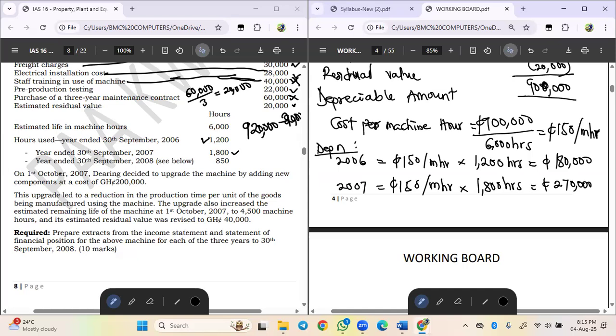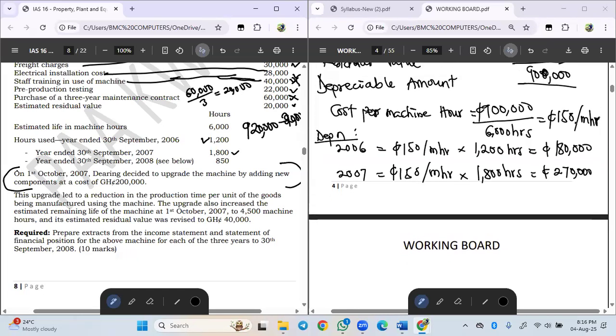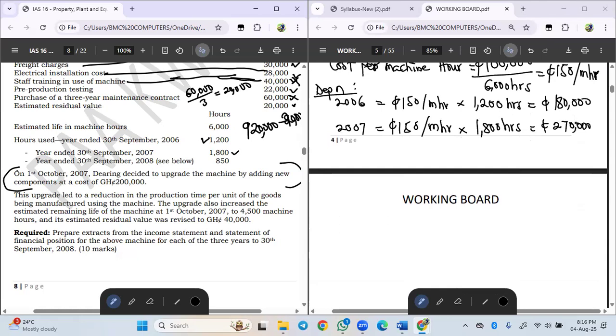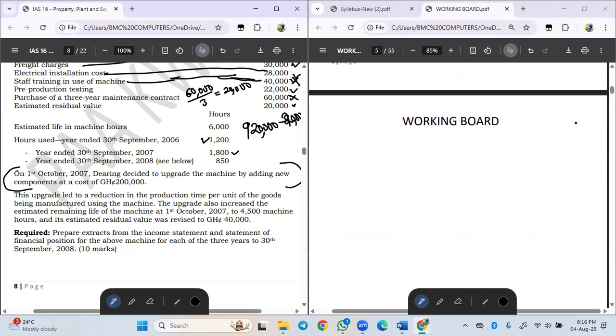Every year. On 1st October 2007, Darren decided to upgrade the machine by adding new components at a cost of 200,000. Please, who can explain this statement and how the treatment will be, based on the one we did, the previous one we did? Look at the year end dates and look at the date that they did the upgrade and tell me what the treatment will be, because I want to know if what I'm teaching is sticking. I don't want to be talking plenty. You've done a lot of work, so please.